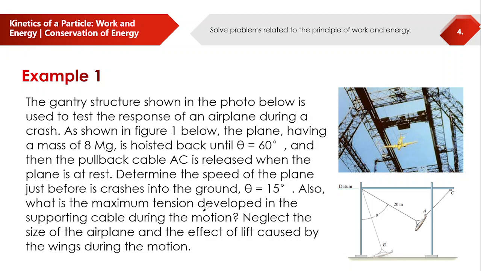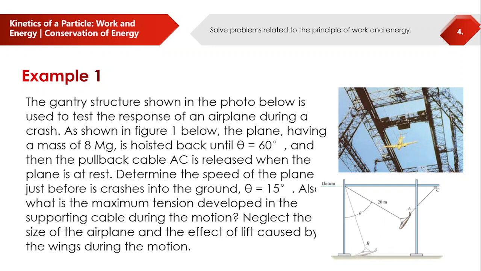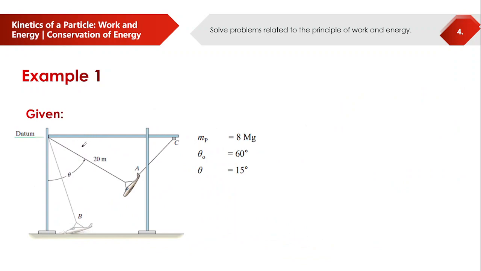Okay, so determine na natin yung speed ng plane tsaka yung maximum tension. Okay, so this is your given. Tayong dito, length of the tension wire, and you have your AC, you have your airplane, and the position A and position B, and we have your angle. Okay, so mass of the plane is 8 megagrams.